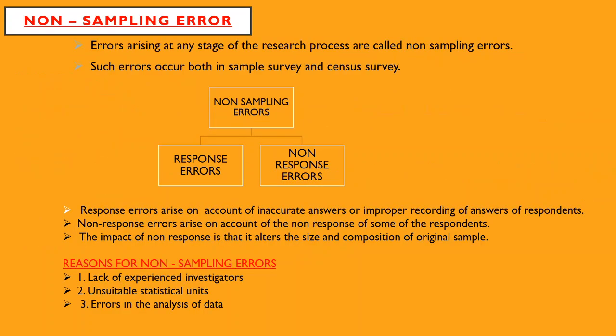The next type is non-sampling error. That means an error that can take place at any stage of the research, from the start to the end. Any time this non-sampling error can take place.